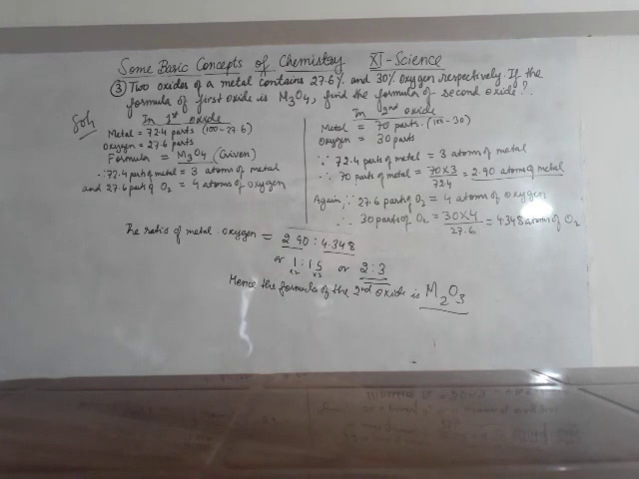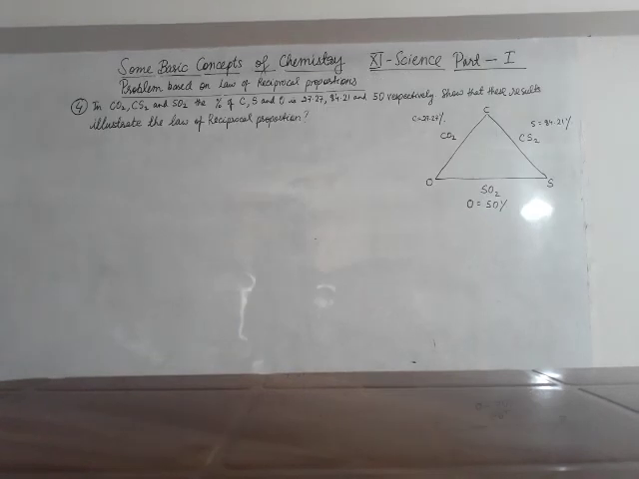Now we move further. Now we have over here the next sum, which is a problem based on law of reciprocal proportions. Now let me just tell you the statement for the law of reciprocal proportions. According to this law, two elements A and B would combine in the same ratio of masses or in simple multiple ratio of masses in which they separately combine with a fixed mass of the third element, C.